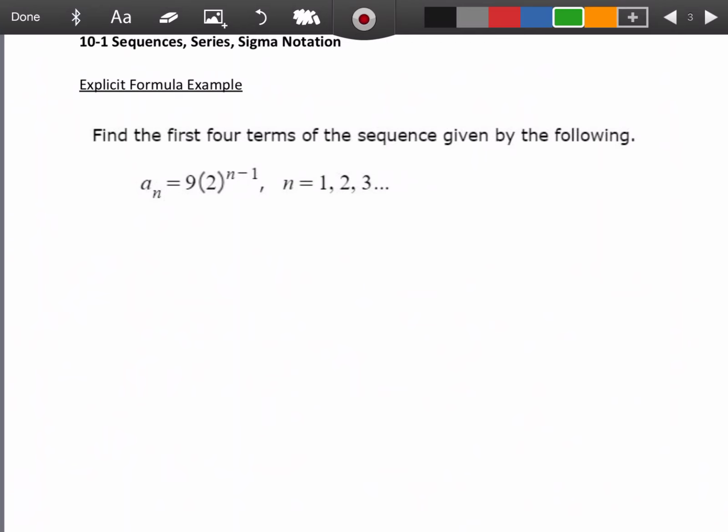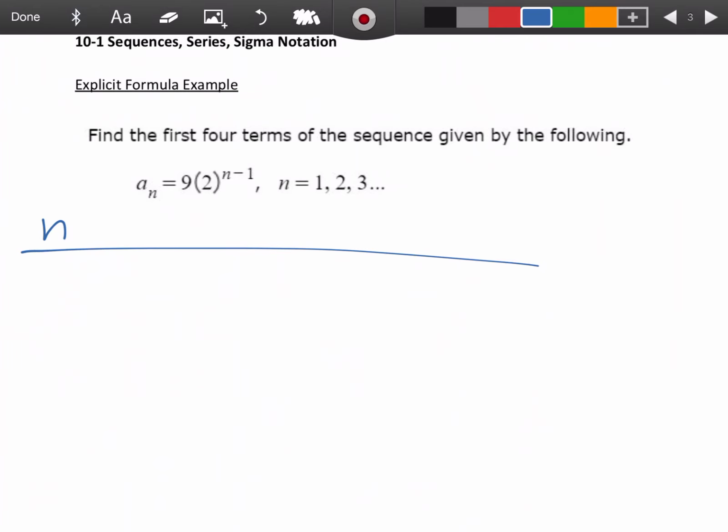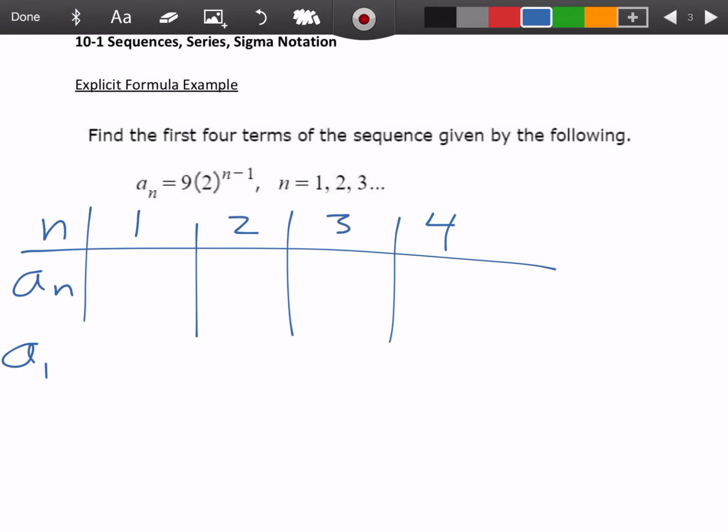So this is another explicit formula example, but it's a little bit different because our variable is in the exponent. So once again, I'm just going to create a table. We have n, a sub n, and then we have 1, 2, 3, 4. And then here we would have a of 1, and that would be 9 times 2 to the 1 minus 1. Well, 1 minus 1, that would be 0. Anything to the 0 power is 1, and so 1 times 9, that would just be 9.